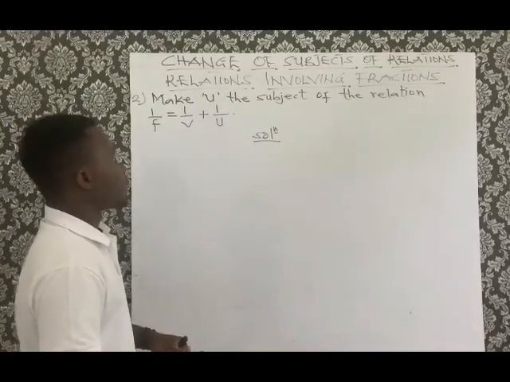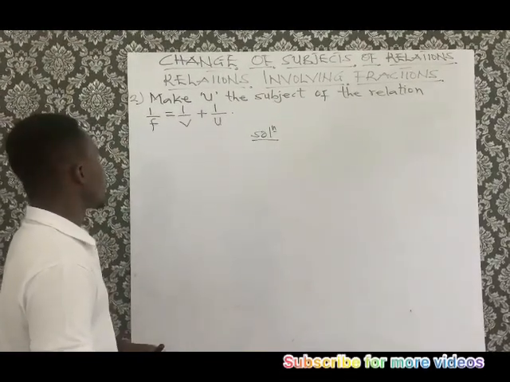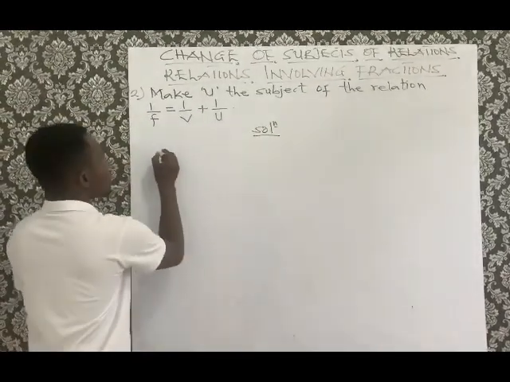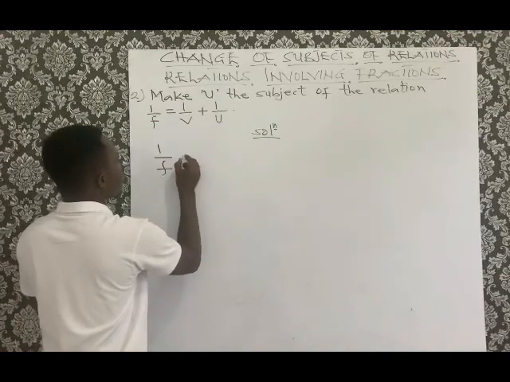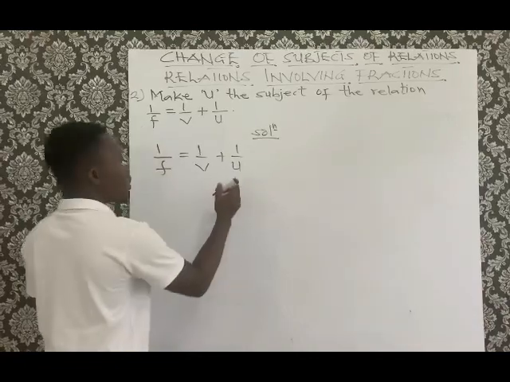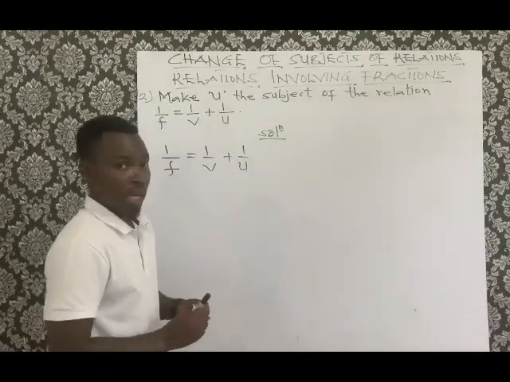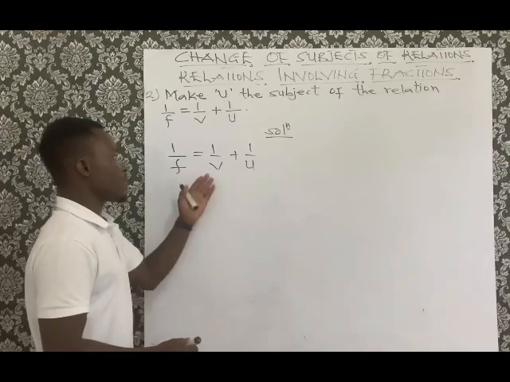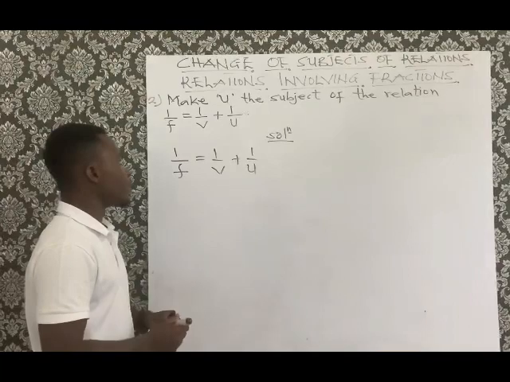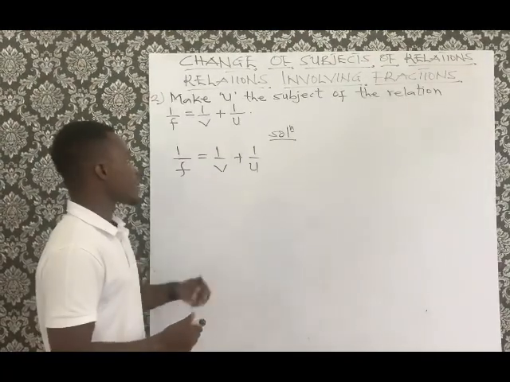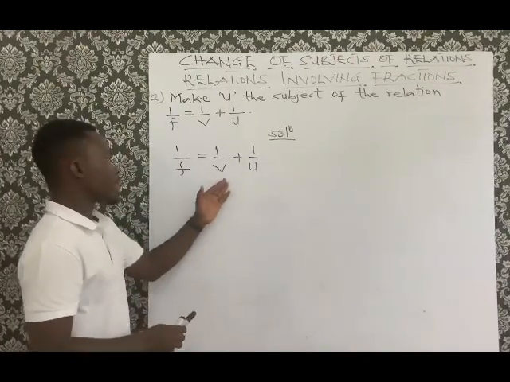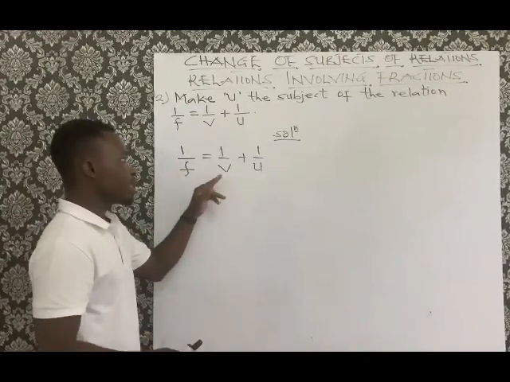Make U the subject of the relation 1 over F equal to 1 over V plus 1 over U. So we have our relation to be 1 over F equal to 1 over V plus 1 over U. We have to make U the subject. And as you can see, it's a fraction. Whenever we have a fraction, we find our LCM and multiply each term in the relation by the LCM. Now our LCM becomes F, V, and U. So we use F, V, and U to multiply each term in the relation.